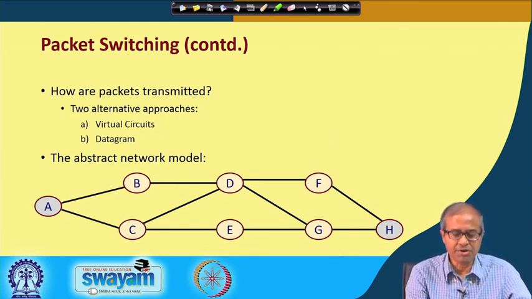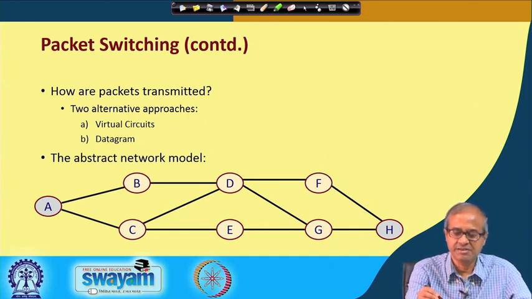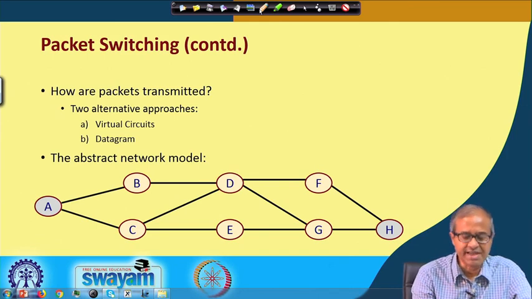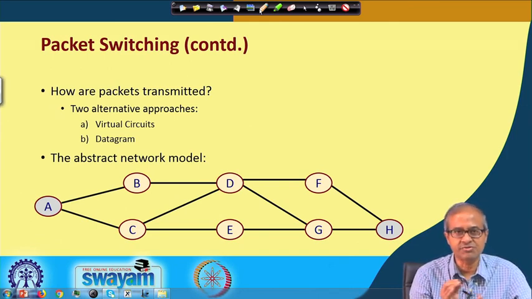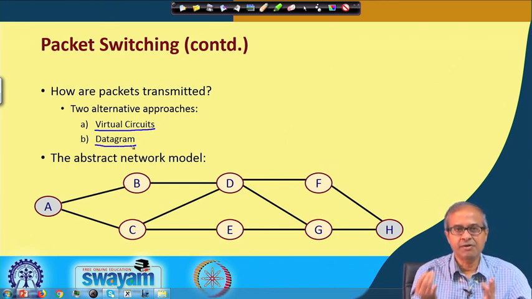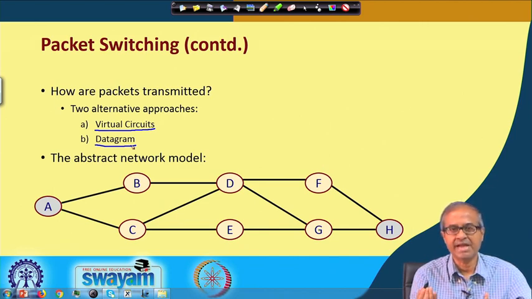Now, talking about packet transmission. So, how are these packets transmitted? Here again there are two alternate approaches which have been talked about. These are called virtual circuits and datagrams. Now, in the internet mostly datagram packet communication or transmission method is used.